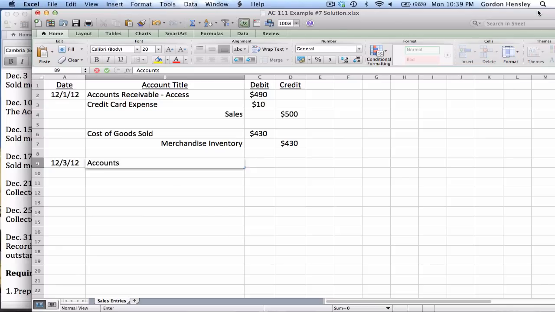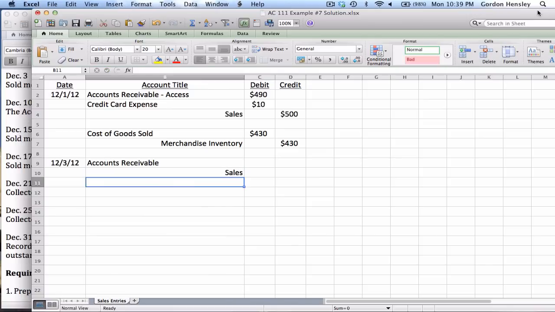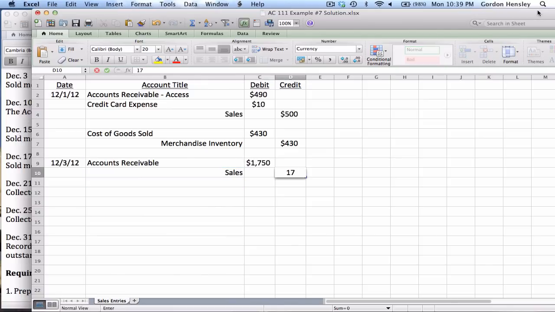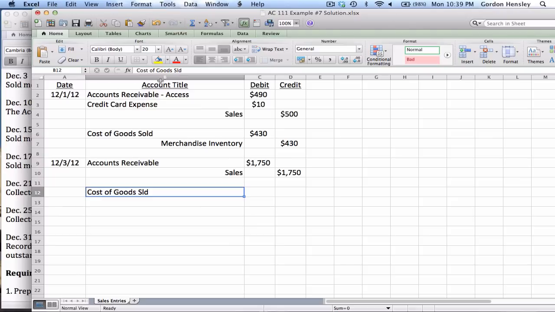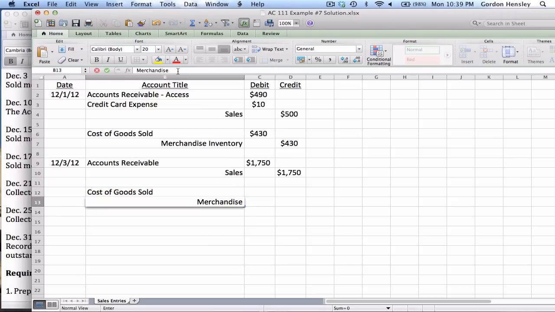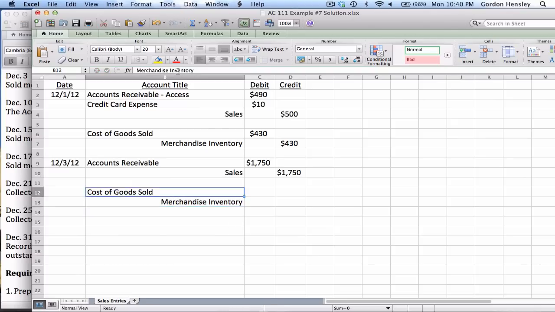So in that case, we will debit accounts receivable and credit sales for the retail price, which is $1,750, and then we will debit the cost of goods sold, and we'll also credit merchandise inventory, and that'll remove it from the inventory, and that will be at the cost, which they said was $1,000. So that's more or less like a traditional credit sale that we've done in the past.